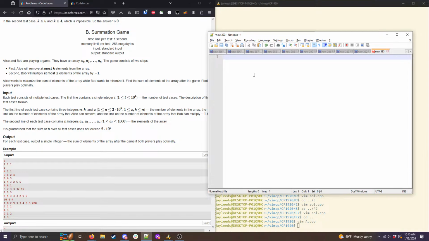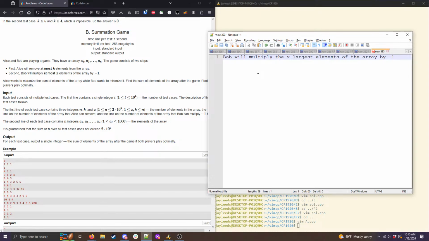So I think the strategy for Bob is easier to analyze than the strategy for Alice. Since all the elements of the array are initially positive and Bob wants to minimize the sum of the elements, Bob will multiply the x largest elements of the array by -1. So that's what Bob's going to do no matter what Alice does. Alice then wants to remove up to k elements from the array in order to maximize the result we get after applying Bob's strategy.